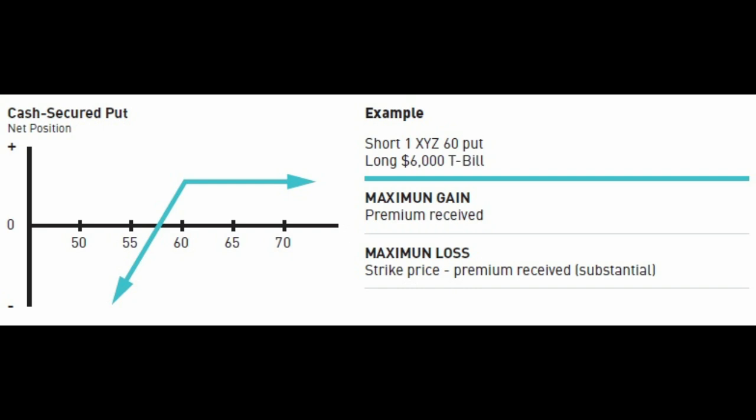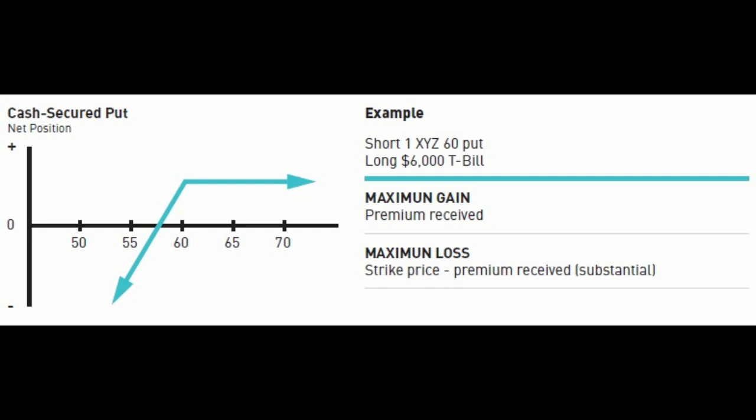Here's how it works. Number one, you're selling the put option. So the investor sells a put option, giving the buyer the right, but not the obligation, to sell the underlying stock at a predetermined price or strike price by a specific expiration date. Number two, they set aside the cash. The investor sets aside enough cash to cover the potential purchase of the stock if the option is exercised. This ensures that the investor can fulfill their obligation to buy the stock at the strike price if the buyer chooses to exercise the option.